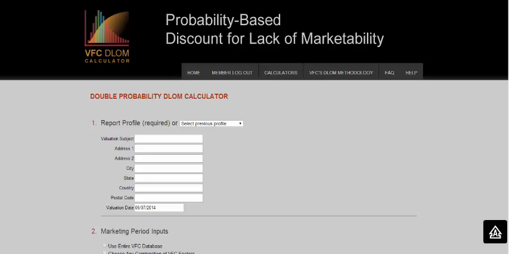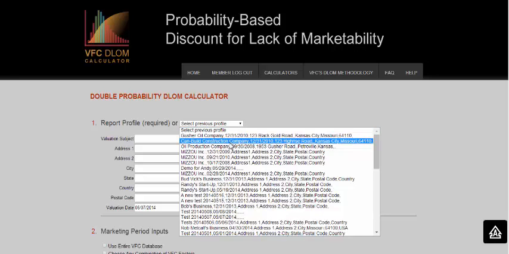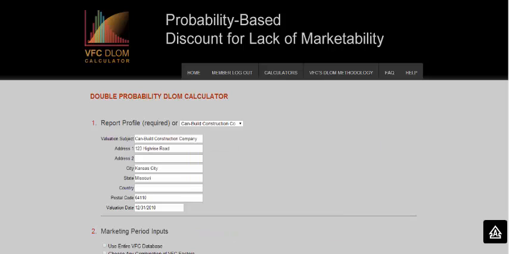Step 1 involves creating or selecting a report profile. I will choose one that I previously created for Can Build Construction Company. Pay attention to the valuation date. The VFC DLOM calculator uses the valuation date in its price volatility functions. For this example, my valuation date is December 31, 2010.